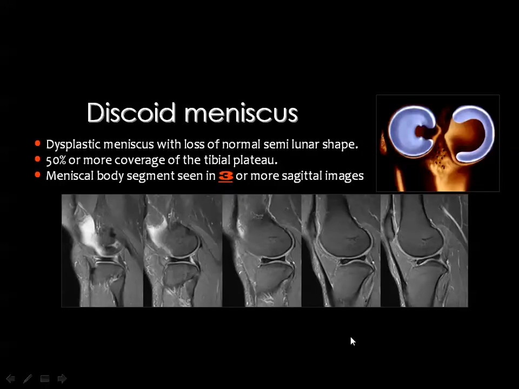Then discoid meniscus means that the body of the meniscus is larger than normal. Discoid means disc-like meniscus, and then the meniscal body is markedly enlarged and the horns are attenuated.